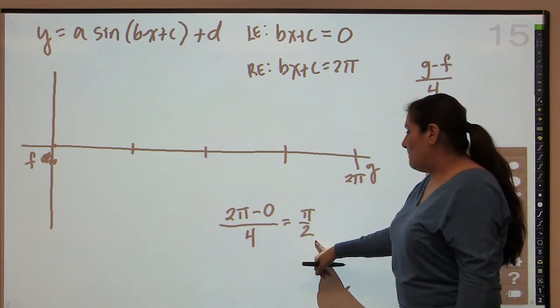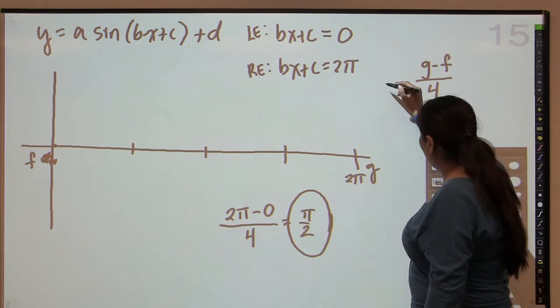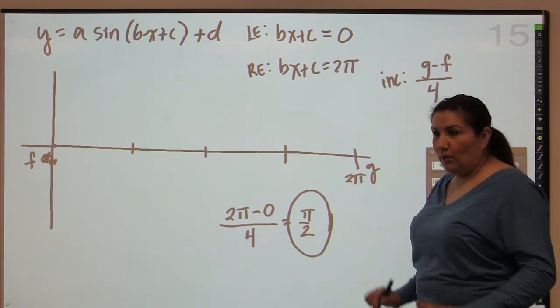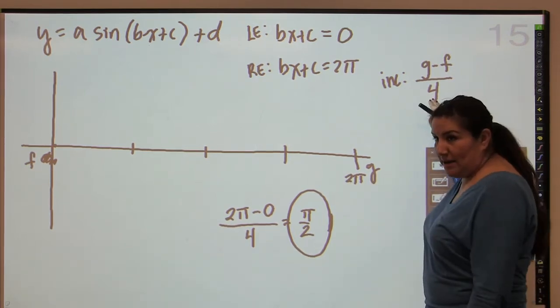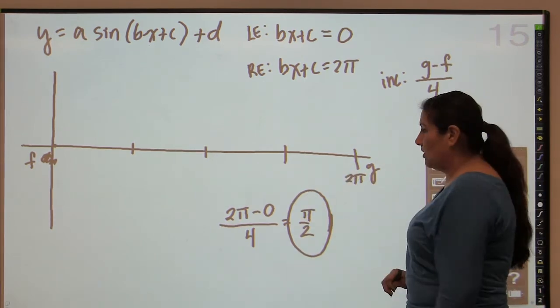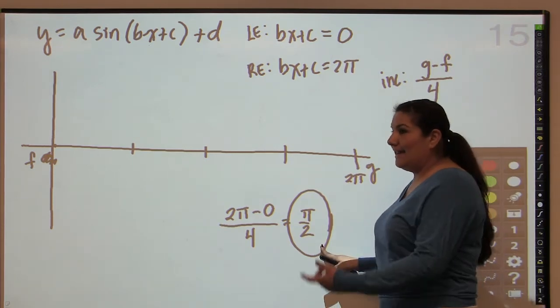So now, I'm going to take this number, this wonderful little number here. If you want to call this the increment, what is each section going to be? It's this formula right here, G minus F divided by 4, if F and G are the endpoints. So now, you take this number, and you add it successively.